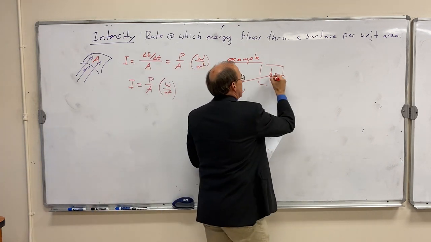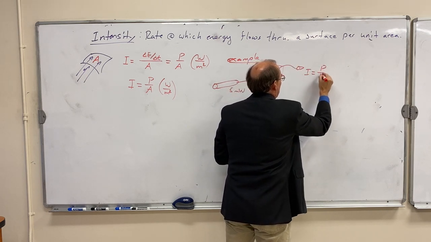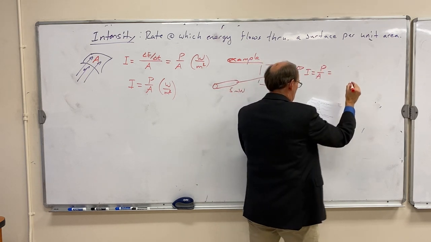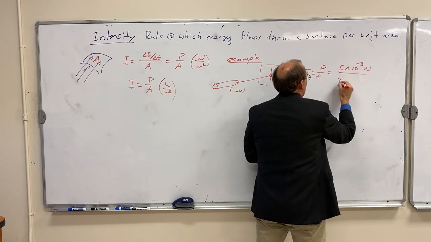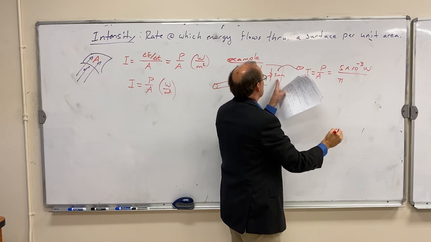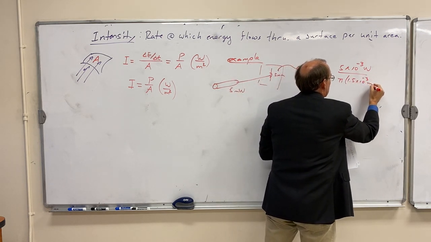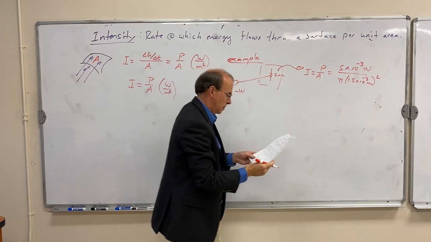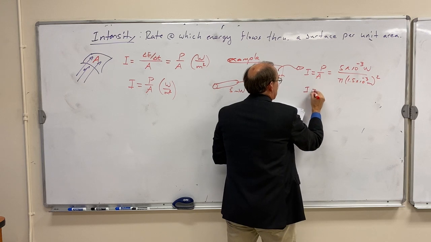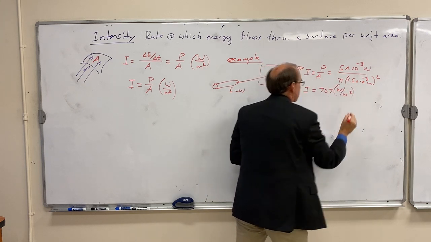Then the intensity in that spot, I, is the power over the area. It's the 5 times 10 to the minus 3 watts over pi times 1.5 times 10 to the minus 3 meters squared. That's just pi r squared, where I divided the diameter in 2. That gives me an intensity of 707 watts per square meter.